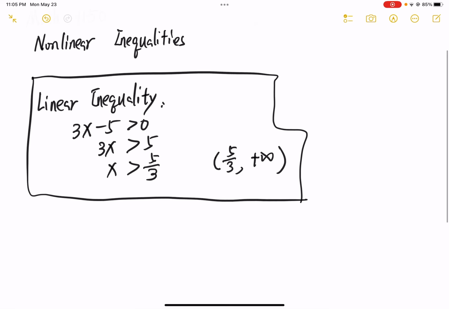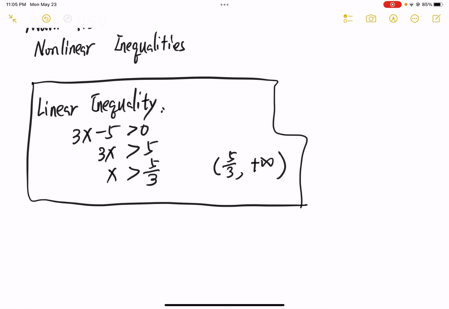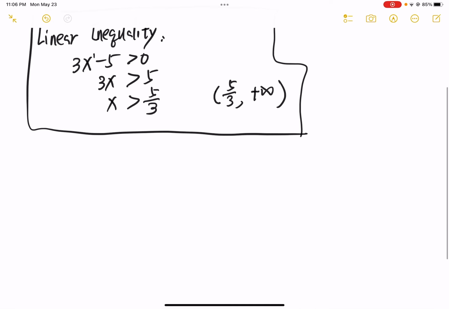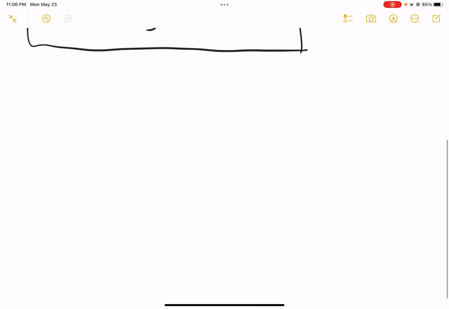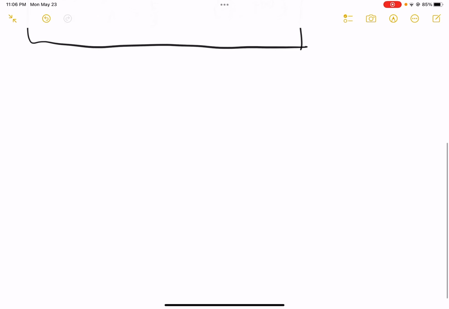Now, why do we call it a linear inequality? Because the power of x is 1 here. So now we are looking at inequalities with the power of x greater than 1. These are called nonlinear inequalities. So we use an example to illustrate how to solve this kind of inequality.